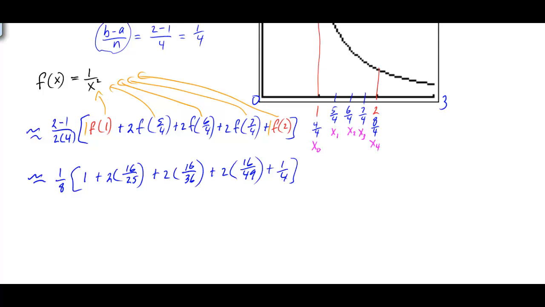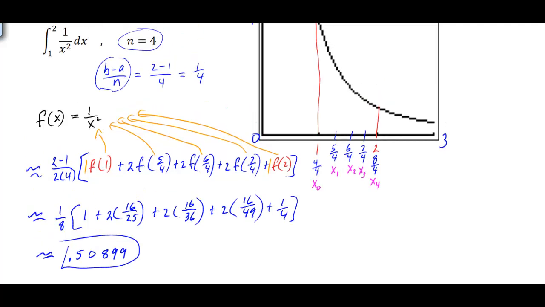So now if we perform all of these calculations and multiply by 1/8, just simply put this into the calculator and you should come up with approximately 0.50899. So this is an approximation to the area that we would find underneath the curve.